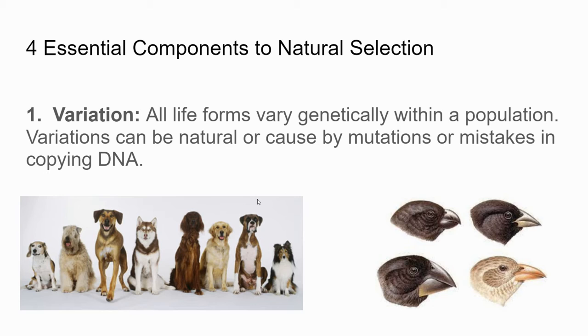Variations can be natural, or they can be caused by mutations or mistakes in copying DNA. Just any variations in the genetic code. So every human has similar genes. Our genes are all similar, but they're not exactly the same. There are slight variations in those genes. Okay, without those variations, evolution wouldn't occur. There would be no difference. Everything would be the same. Nothing would change over time.